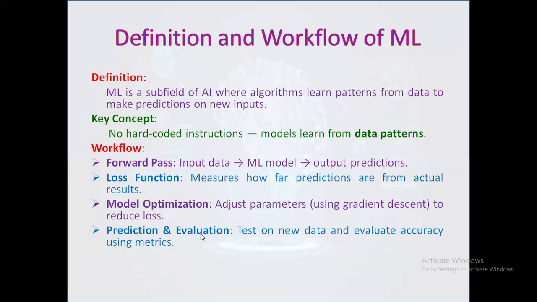Next, once the model has been trained on the data set and optimized, it becomes capable of making predictions on new data. The quality of these predictions is evaluated using performance metrics like accuracy, precision, recall, which we have seen in the previous lectures, and F1 score, which helps determine how reliable and generalizable the model is in practice.